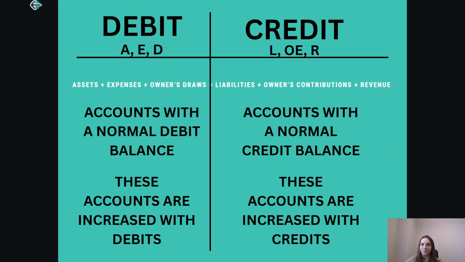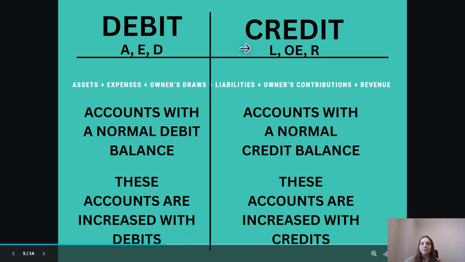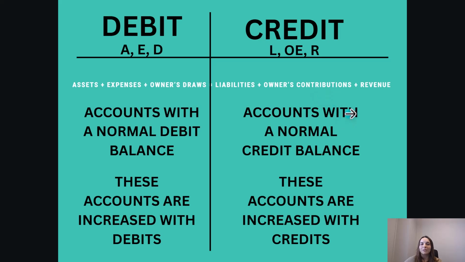This is a chart to help you. So we have debits and credits. The accounts on this side are accounts with a normal debit balance, and these accounts are increased with debits. The accounts on the right side are accounts with a normal credit balance, and they are increased with credits. So debits: accounts with a normal debit balance that you increase with debits are assets, expenses, and owner's draws. Accounts with a normal credit balance that you increase with a credit are liabilities, owner's equity or contributions, and revenue. So I know that's kind of confusing.